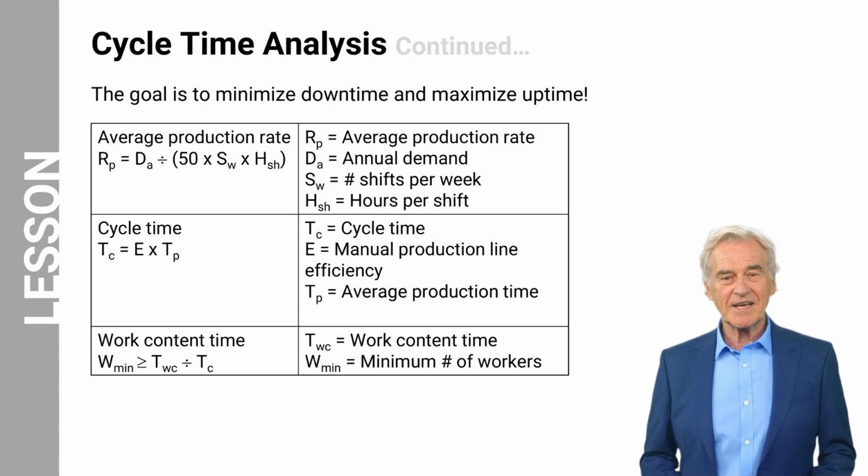TP, the average production time, is calculated by multiplying the reciprocal of the average production rate by 60. A production line must operate at a faster pace than TP to meet the annual demand for the product. Cycle time is calculated by multiplying efficiency with average production time. To meet annual demand, the average production time, TP, must be faster than TC. Each product requires a specific completion duration known as work content time, or TWC. The minimum number of workers required for production can be calculated by dividing TWC by TC, yielding WMIN, which represents the minimum workforce needed. Also, the number of workstations required is influenced by how many workers are assigned to each station.